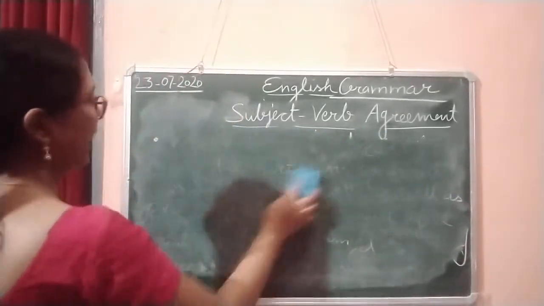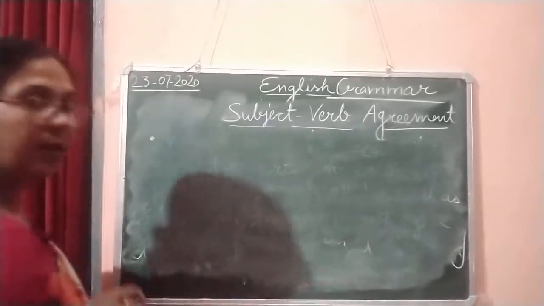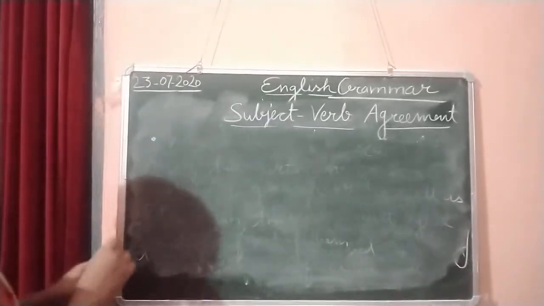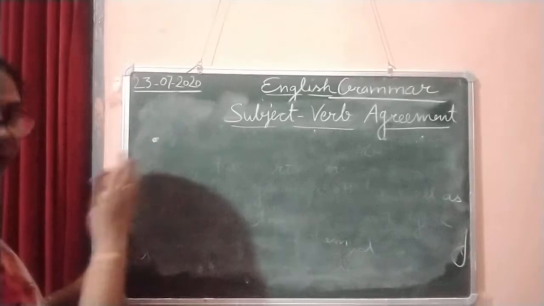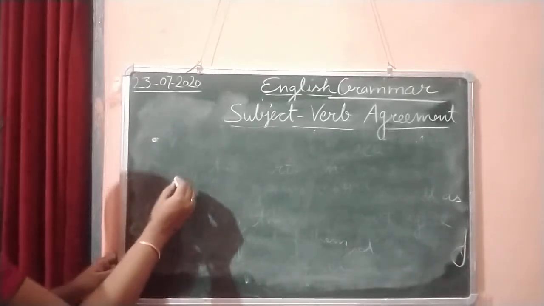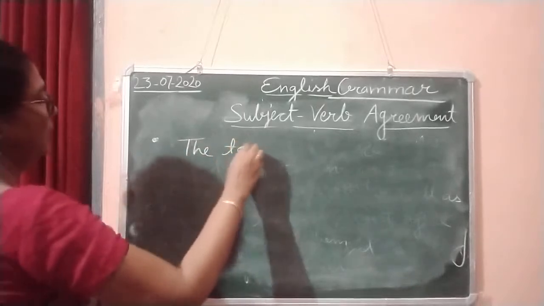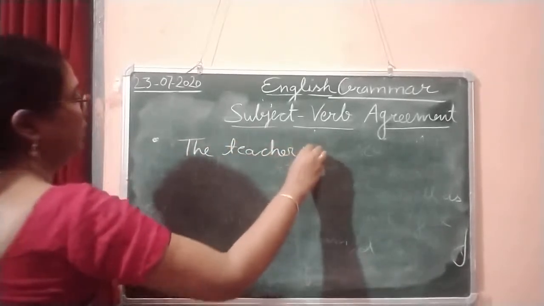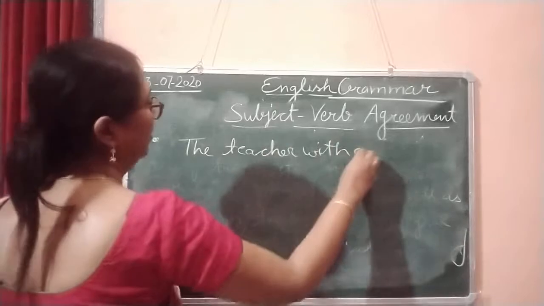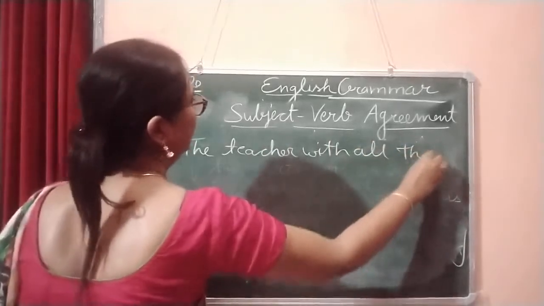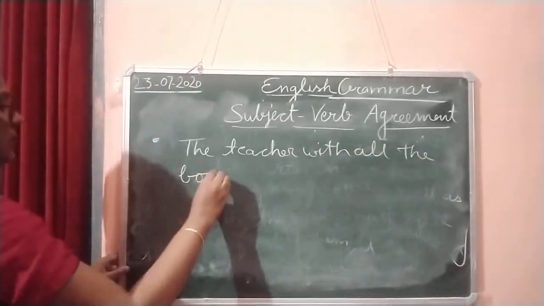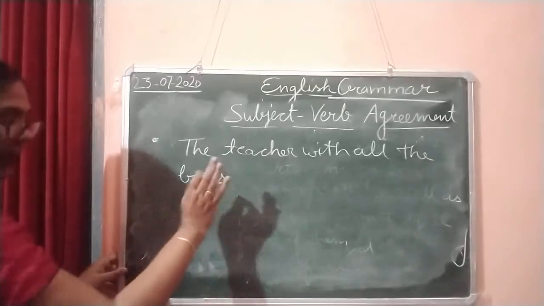And with, and as well as, is written over there, then we will change the verb accordingly. So: the teacher with all the boys is coming here.